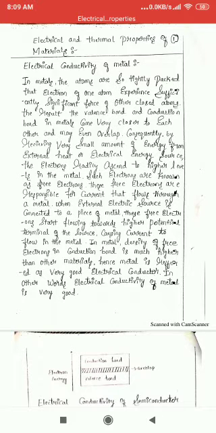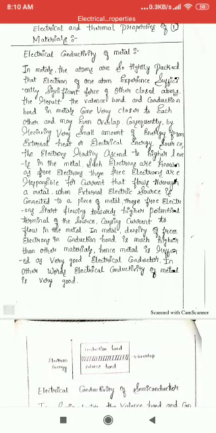When an external electric source is connected to a piece of metal, these free electrons start flowing towards the higher potential terminal of the source. So if we consider a metal and supply some amount of external energy, the free electrons will move from the lower energy level to the higher energy level. That means from the valence band to the conduction band. So the current is flowing through the metal.